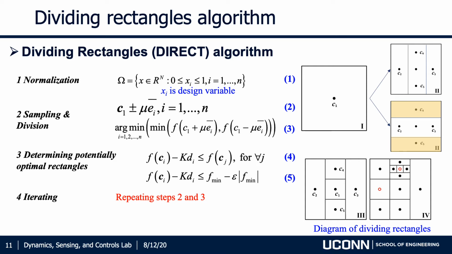But one thing is how we determine which rectangle is potential for division. This is step 3. The ith rectangle is said to be potentially optimal if it satisfies the two conditions, equations 4 and 5. The k and epsilon are constants, and F min is the current minimum. So if the ith function value f(ci) satisfies the conditions, then the ith rectangle will be divided in the next iteration, and then we repeat steps 2 and 3 until the maximum iteration is reached.